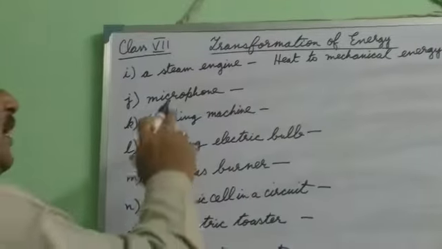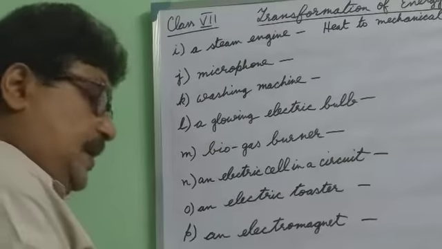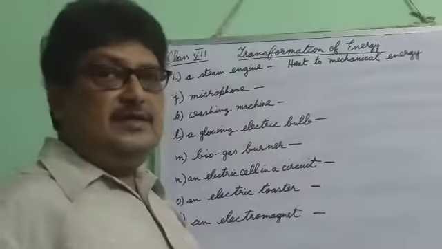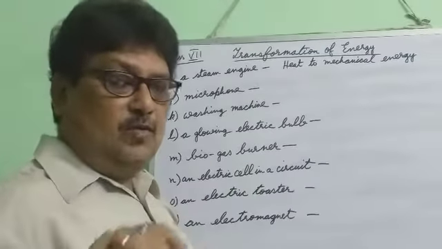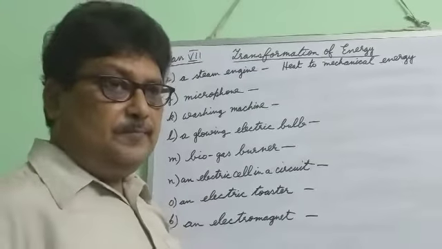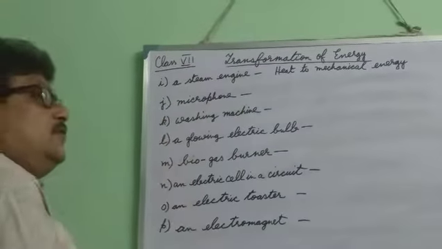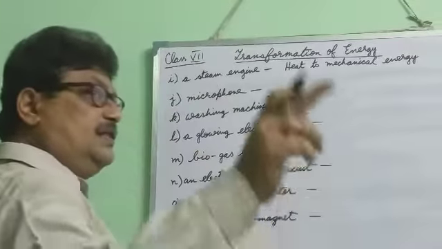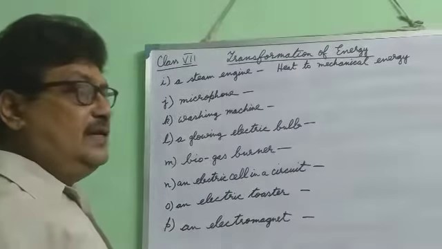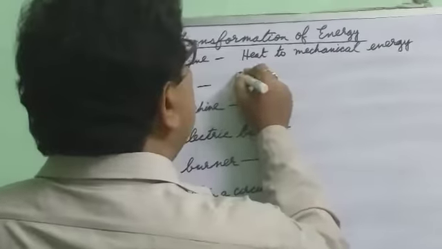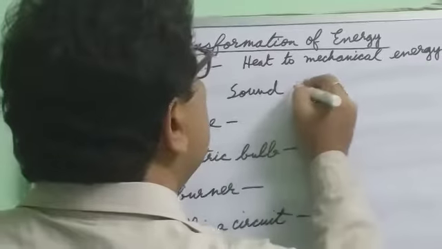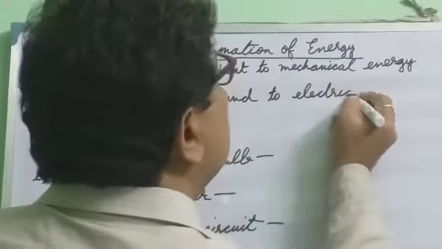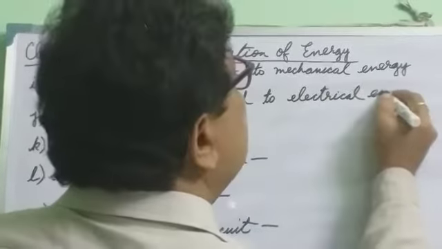Next we come to microphone. Microphone means you are speaking in front of the microphone and then the microphone is connected to a wire and then it goes to the loudspeaker. So microphone, you are talking means you are producing sound. So sound energy, and then through wire the sound travels to electrical energy. So sound to electrical energy.